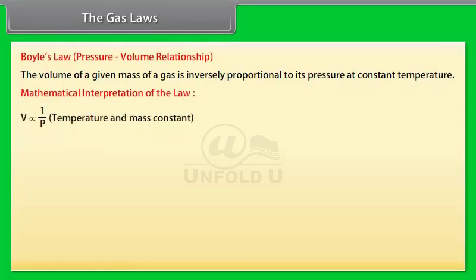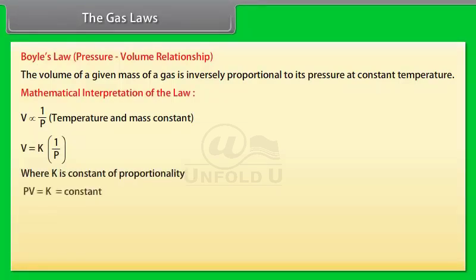Volume is inversely proportional to pressure at constant temperature and mass. V is equal to K into 1 by P, where K is the constant of proportionality. PV is equal to K, which is constant.